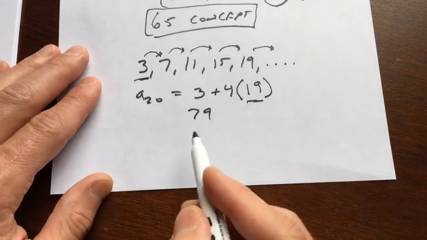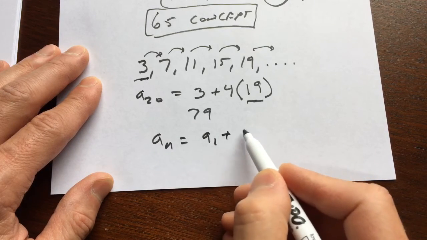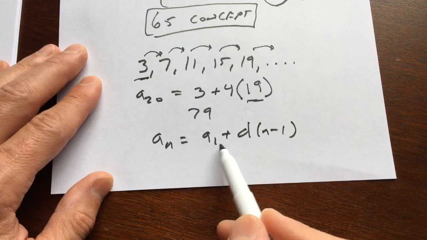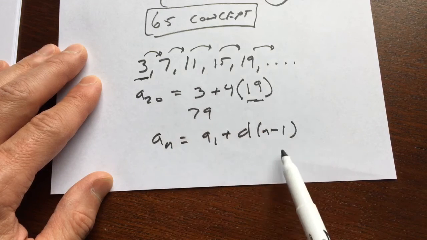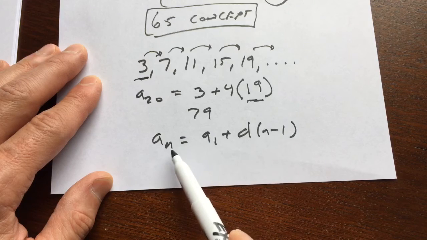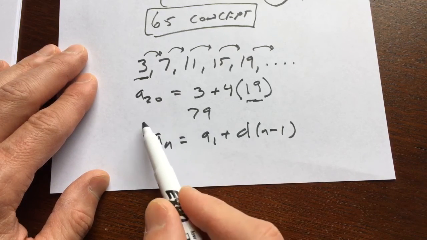Now if you want a formula, here's your formula. It's a sub n equals a sub 1 plus d times (n minus 1). A1 is your first term, d is what you're adding. That's called the common difference. That's what you're adding to get to the next term. And you're adding that common difference one less time than the term that you want to get to. Does that make sense? So that's your formula.